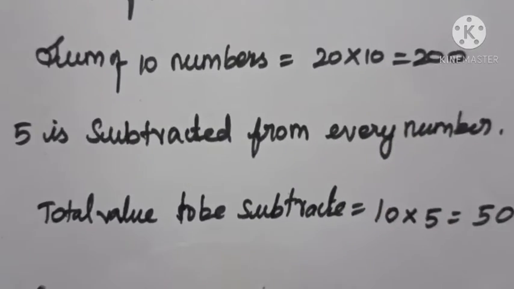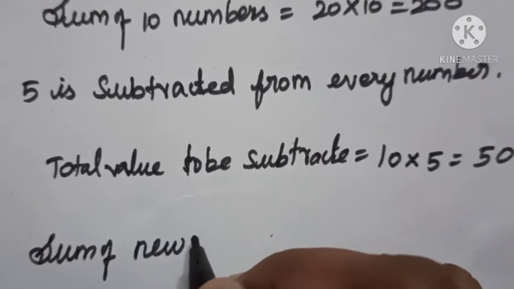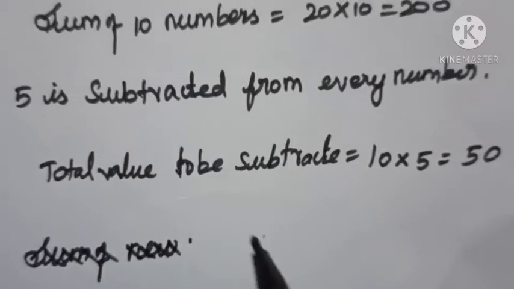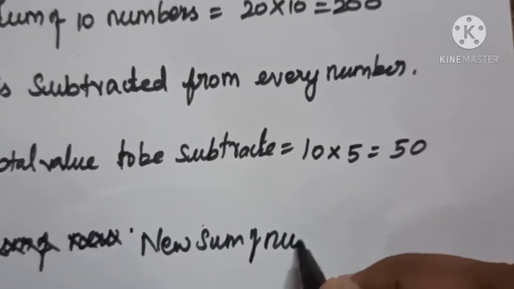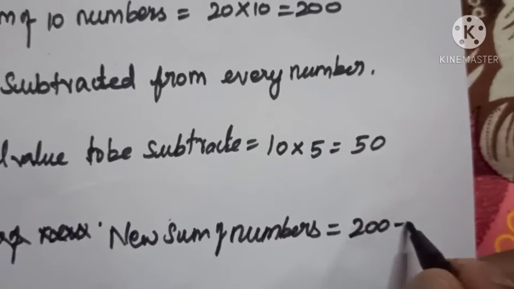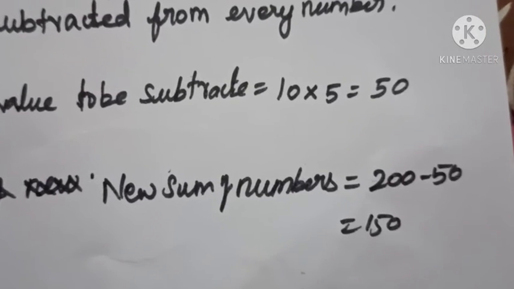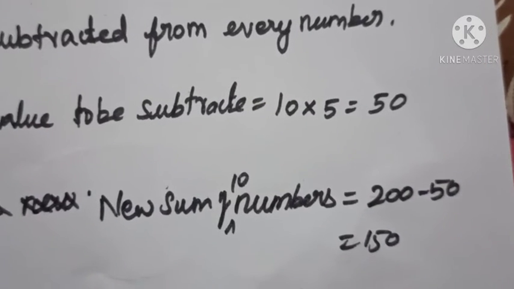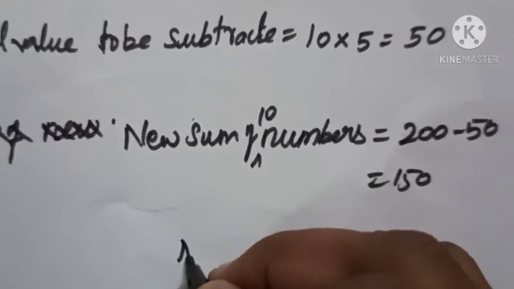So the new sum of numbers is equal to, already you have 200. If 50 is subtracted, you get 150 as the new sum of 10 numbers after subtracting 5 from each number. So 150. What is the new mean?